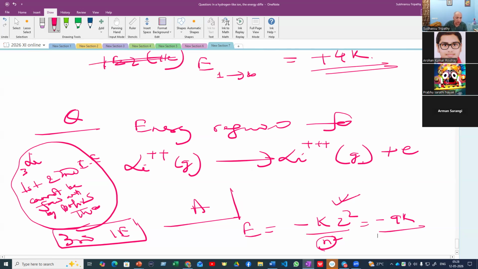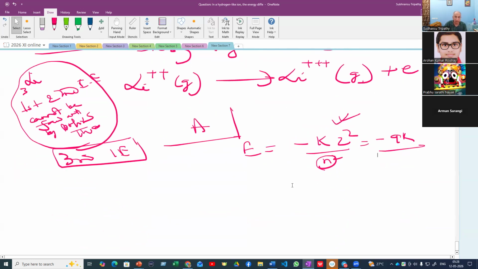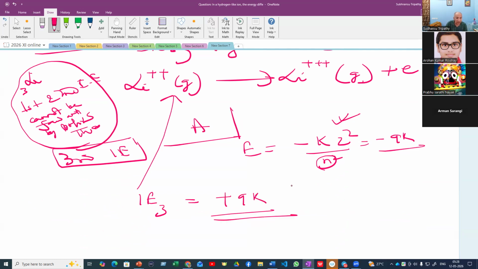Li double plus is converted to Li triple plus. The energy required is plus 9k. So the answer, the third ionization energy, whichever I am asking, the same thing as IE3, is plus 9k. You got it? Arun? Yes, sir. And Arman? Yes, sir.